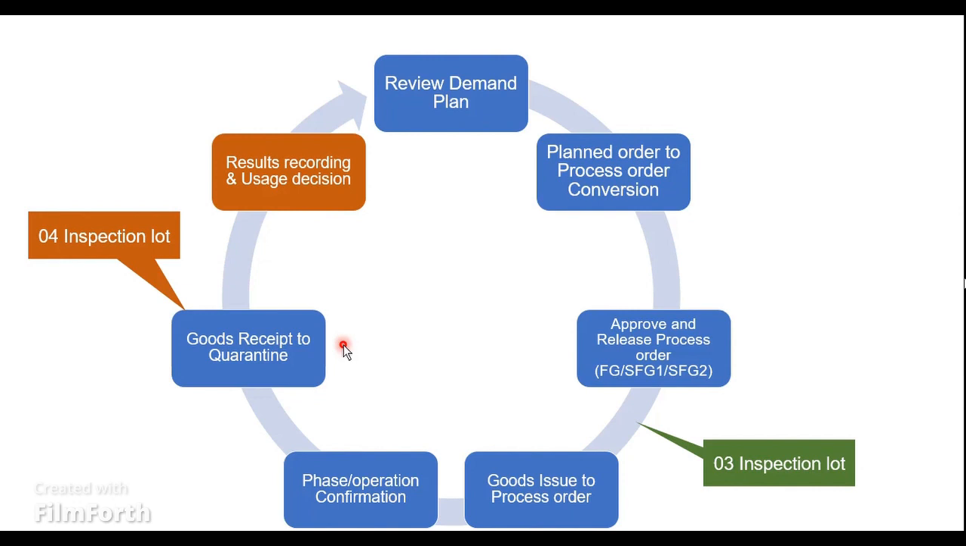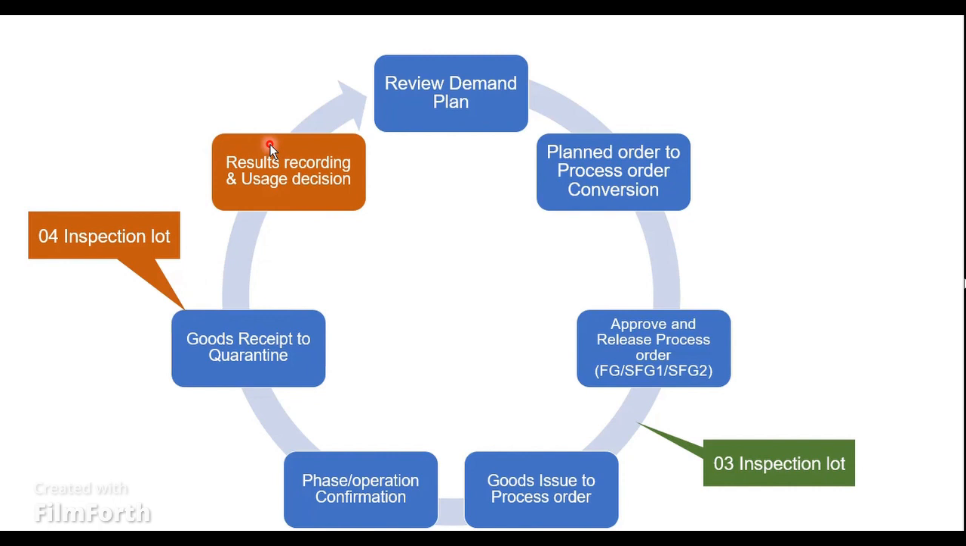As soon as we post the goods receipt, that is where the 04 inspection lot will get triggered in SAP automatically. This inspection lot will hold the complete set of inspection characteristics that should be performed to evaluate the quality of that particular finished or semi-finished material. As soon as the goods receipt is posted against the process order, if we have the QM setup enabled for that particular material, then the stock will be posted into the quality inspection stock, and then we have the 04 inspection lot created.